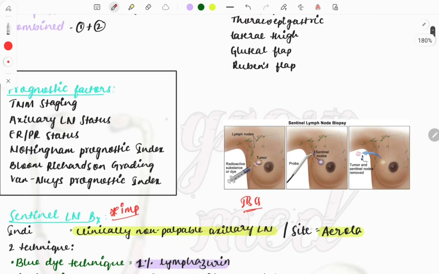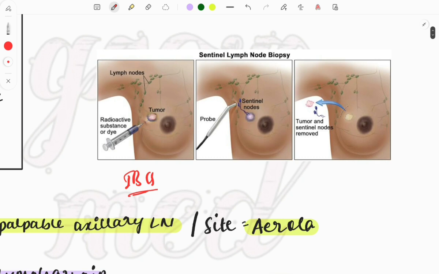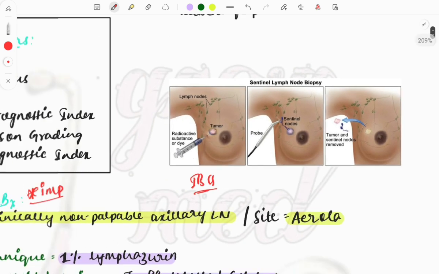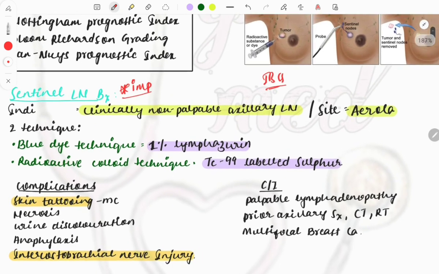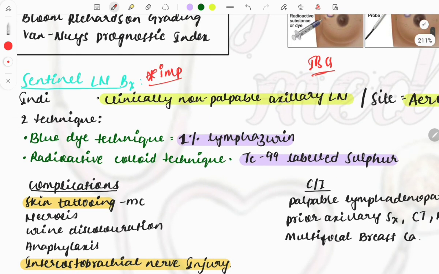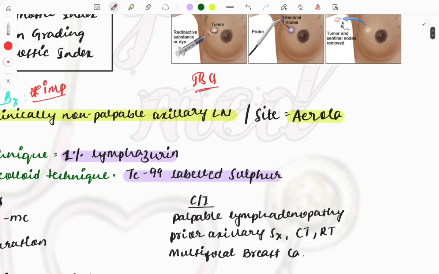Okay, so this one is the sentinel lymph node biopsy, and image-based questions have also been asked, like what procedure is being performed in this image, or where we will be injecting the dye. So first look at the indications for when we will be doing the sentinel lymph node biopsy. When there is a clinically non-palpable axillary lymph node, that time we will be doing this.